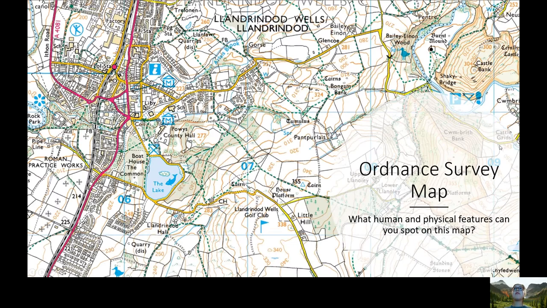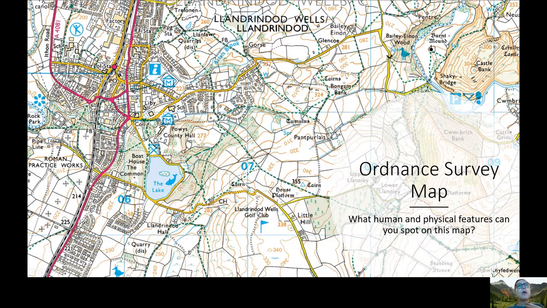Okay, Ordnance Survey maps. What human and physical features can you spot on this map? Human features are things that are man-made. Physical features are things that are natural. So, for example, a hill or a mountain or a lake or a river are natural. Most lakes are natural. There are some that are man-made. However, schools, museums, information centres, sports gyms, post offices, these are all man-made.